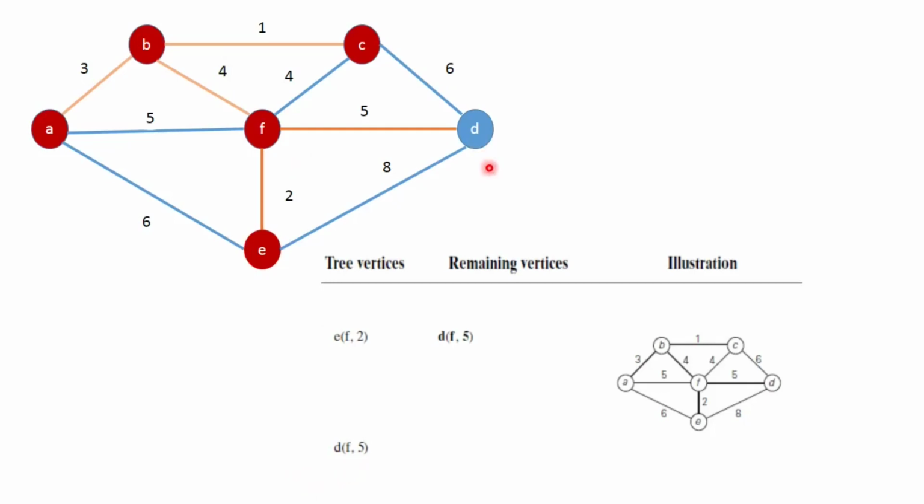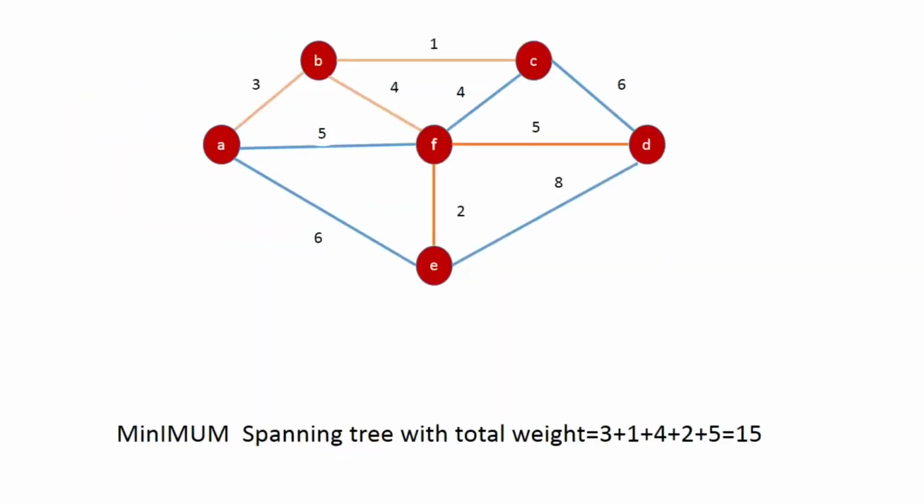So finally our minimum spanning tree contains the B to F edge, B to C edge, F to D edge, and then F to E edge. Finally, our minimum spanning tree is this. It contains the A to B edge, B to C edge, B to F edge, F to E edge, and the final edge is DF. So this gives you the total cost of 3 plus 1 plus 4 plus 2 plus 5 equal to 15.